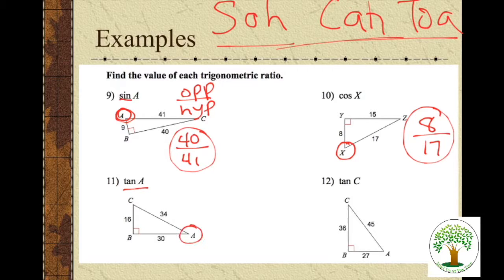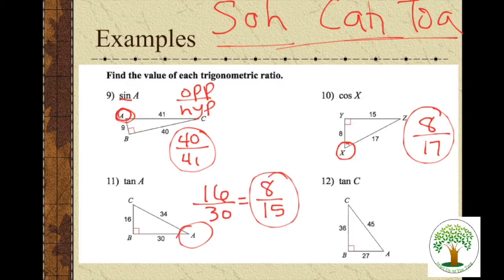Tangent of A, I'm going to circle the A, and tangent was the TOA, that's opposite and adjacent. Opposite of A is 16, and adjacent is 30. Can I reduce the 16 over 30? Yes. What can I take out of both? 2. So I'll have 8 over 15. Oh, wait, that's a 30.